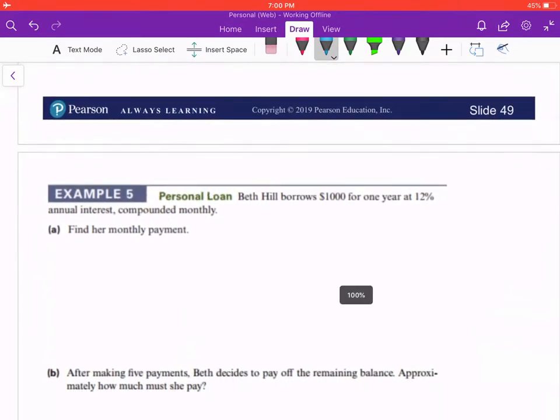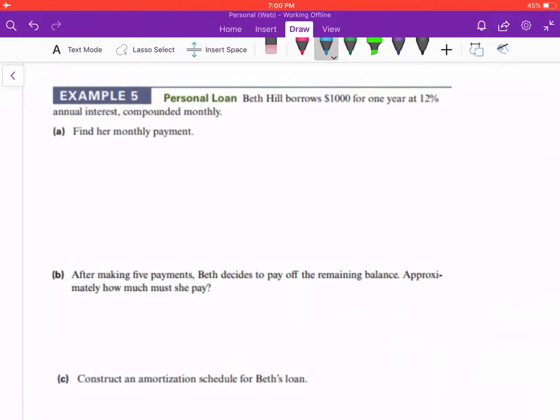So we go here to this personal loan problem. It says Beth Hill borrows $1,000 for 1 year at 12% annual interest compounded monthly. So find her monthly payment. First we're going to use the formula for payment: present value times i divided by 1 minus 1 plus i to the power negative n. And this is a 1 plus.